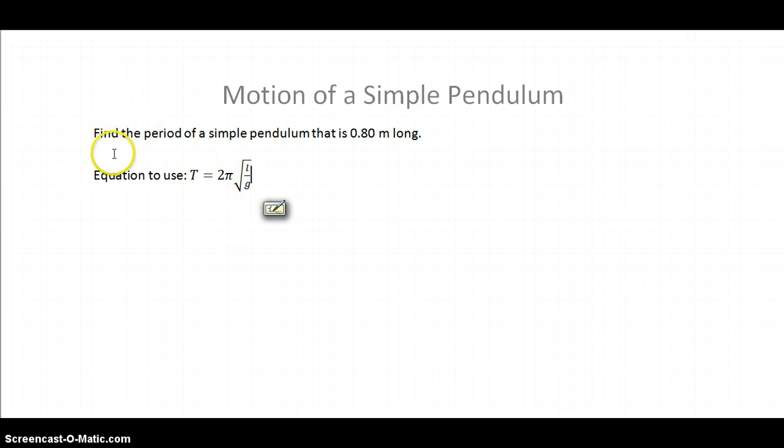So the problem states: find the period of a simple pendulum that is 0.8 meters long. Okay, so we're not given much in this problem, but the formula doesn't require much. It simply has two variables. So long as you fill one, we'll be able to solve for the equation.